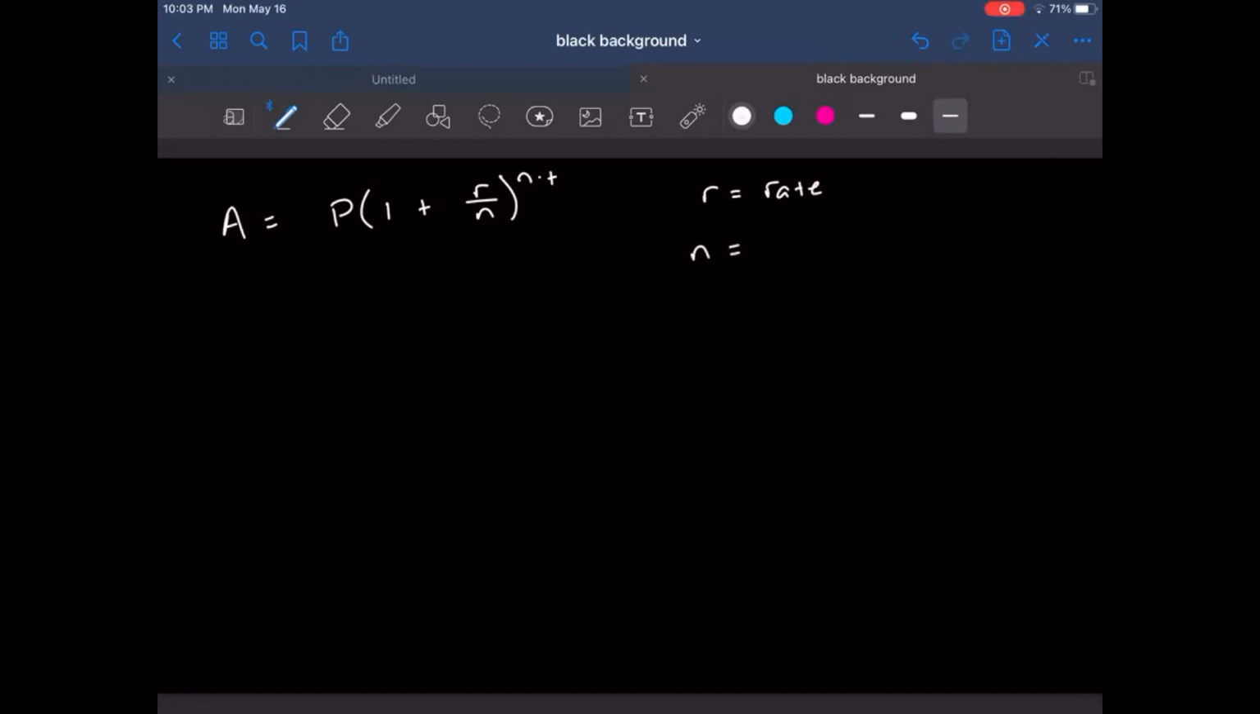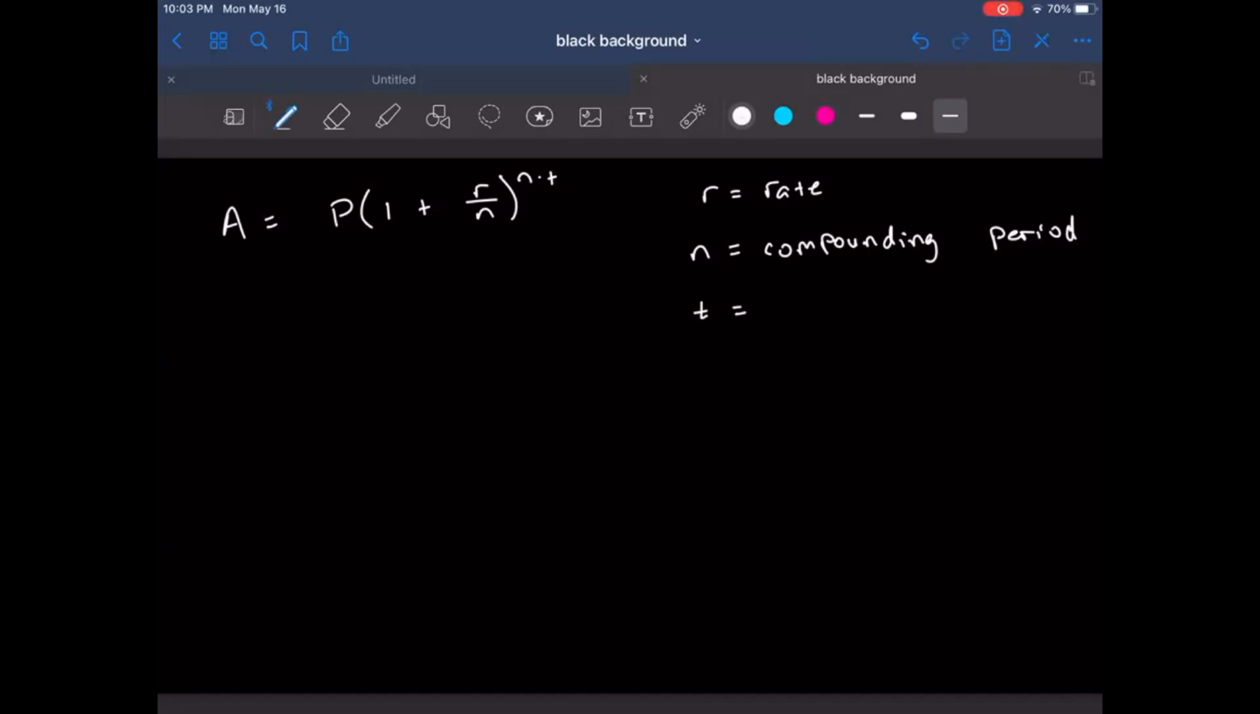N is the compounding period. Don't mistake that with T, the total time. Like number 2 is how much does each account have after 7 years, whereas the compounding here would be, the first one is compounded semi-annually, so that's 2. Annual would be 1. If you got monthly, that's 12.